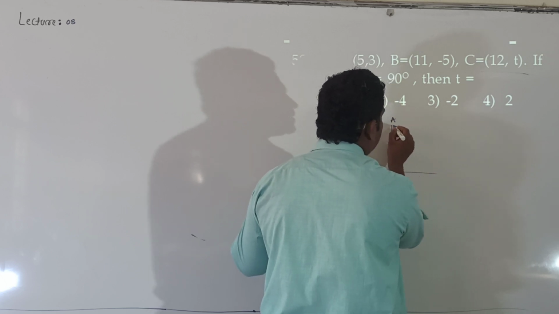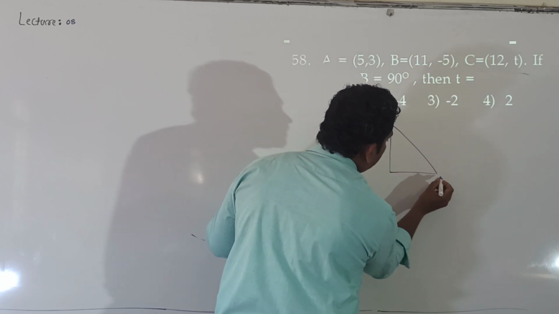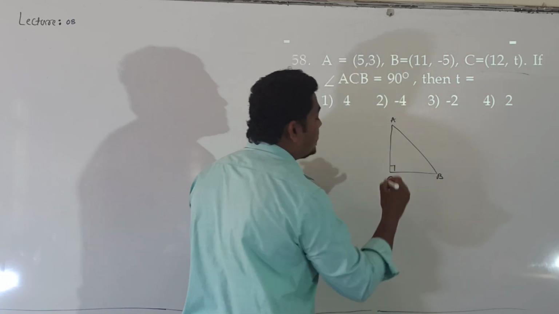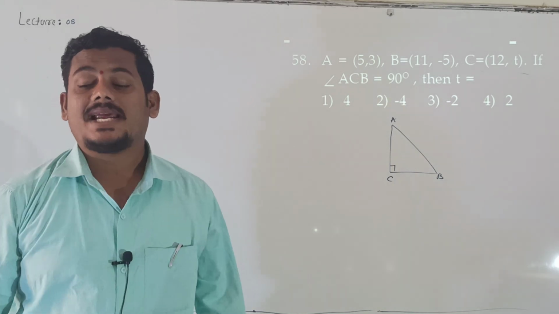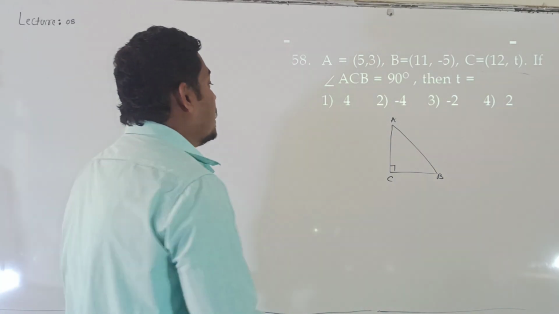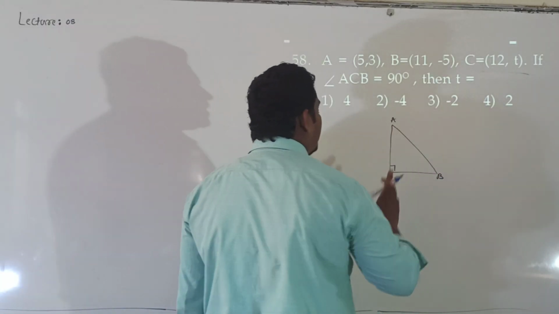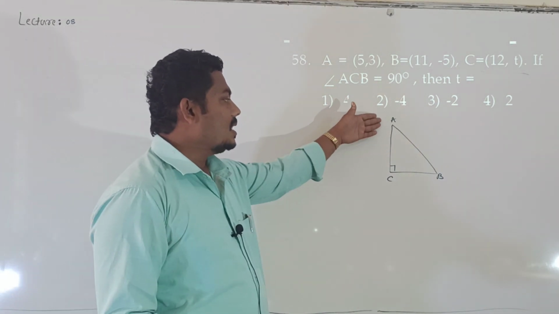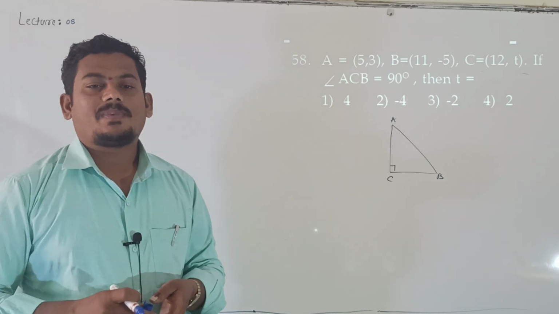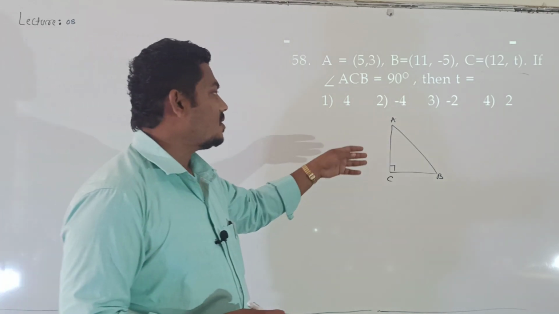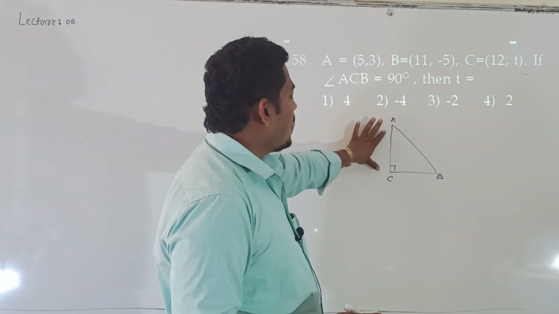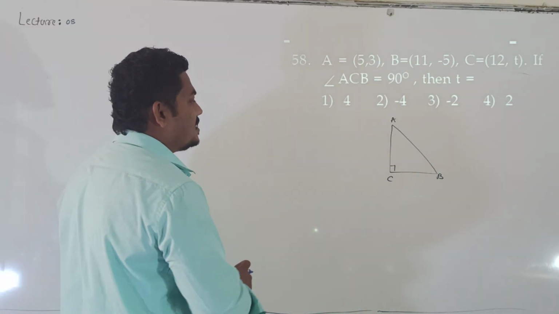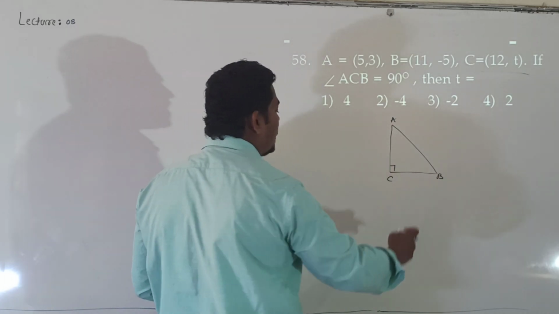Suppose it is A, it is C and B. One more condition they have given: angle C is 90 degrees, means side AC is perpendicular to side BC, or else CB, right? Then what do you conclude? If two lines are perpendicular, the product of their slopes is equal to -1. Slope of AC into slope of CB is equal to -1. Why? Because AC is perpendicular to CB.